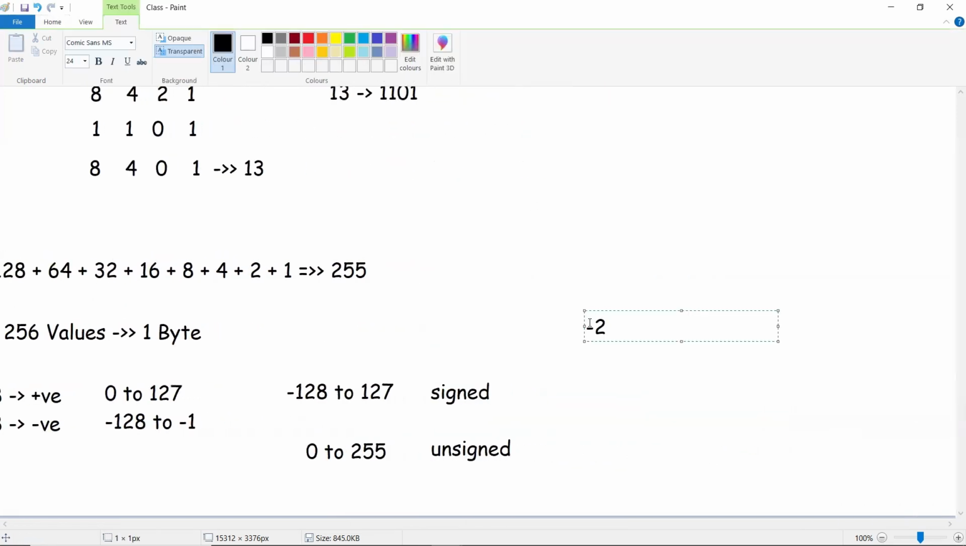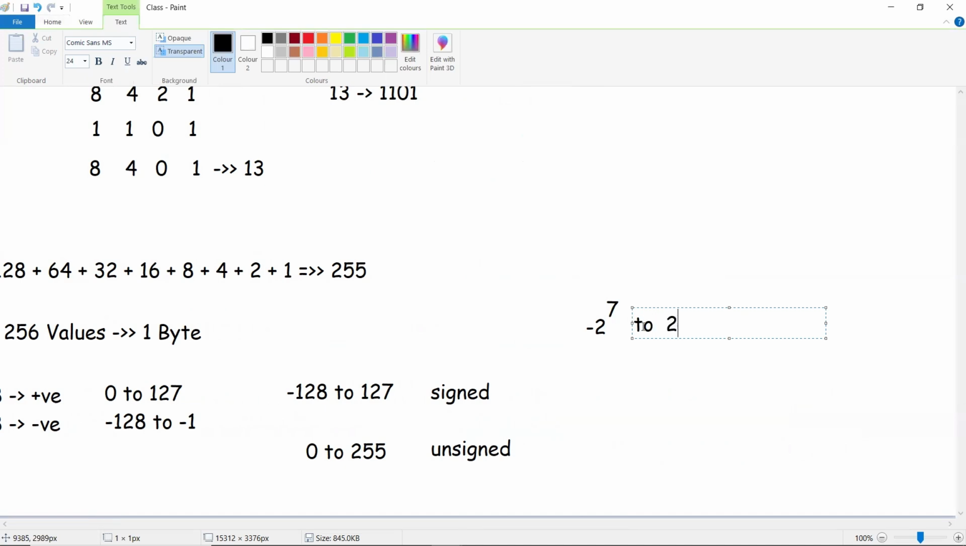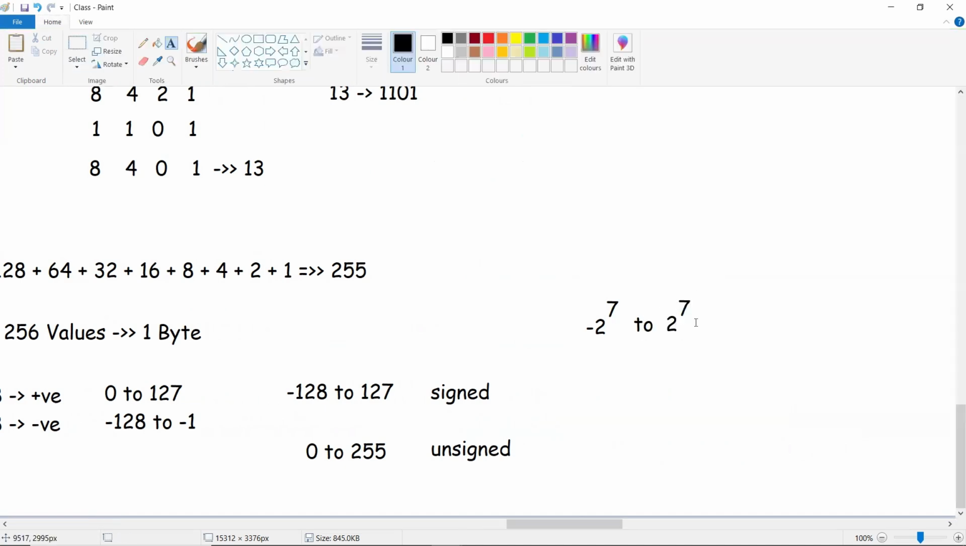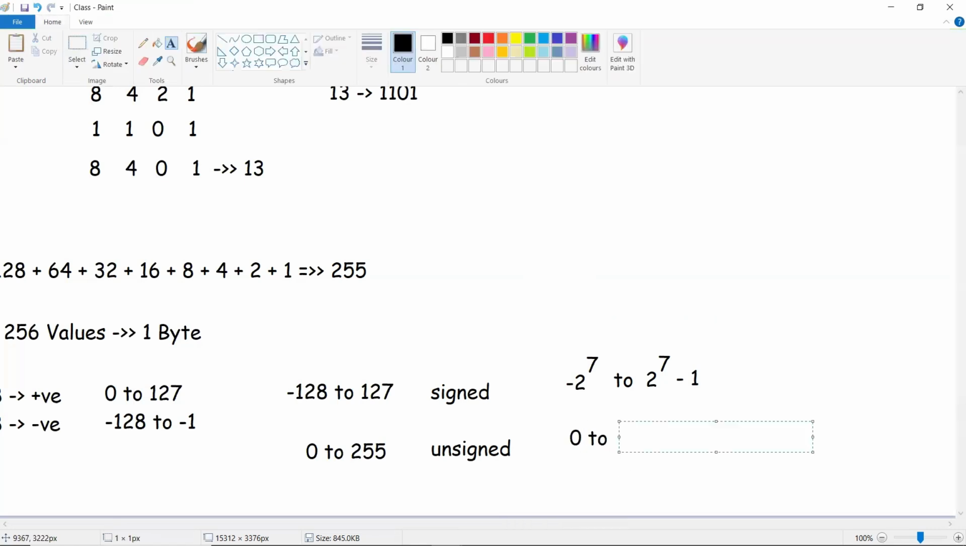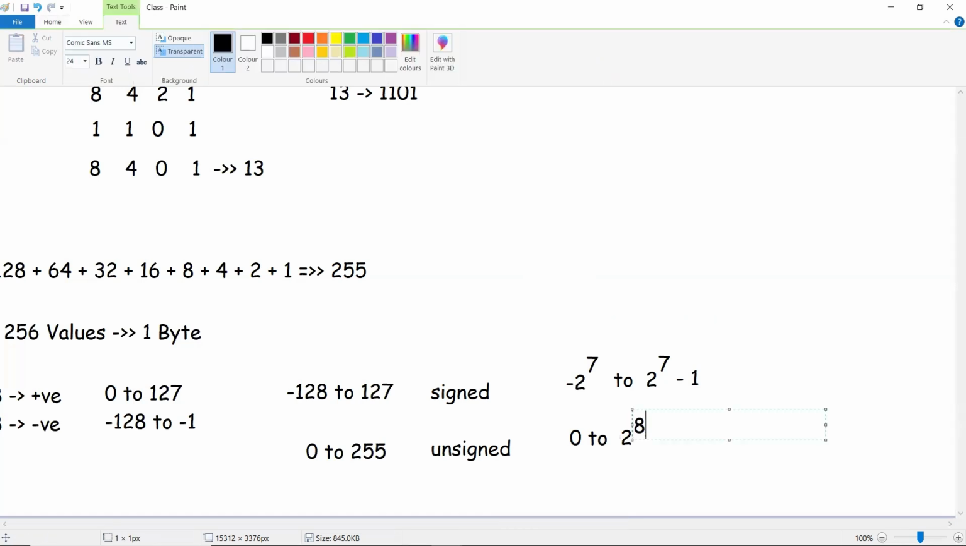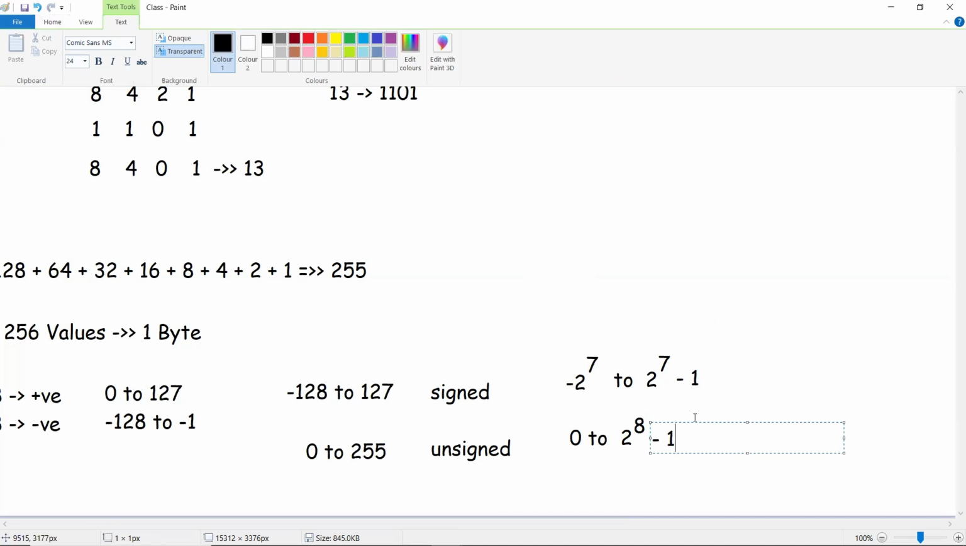I can say minus 2 power 7. So 2 power 7 is 128. So minus 2 power 7 to 2 power 7 minus 1. So if something is signed, one byte comprises minus 2 power 7 to 2 power 7 minus 1. Similarly, if I go for unsigned, you say 0 to 2 power 8 minus 1. So what is 2 power 8? Basically 2 power 8 is 256, and 256 minus 1 is 255.